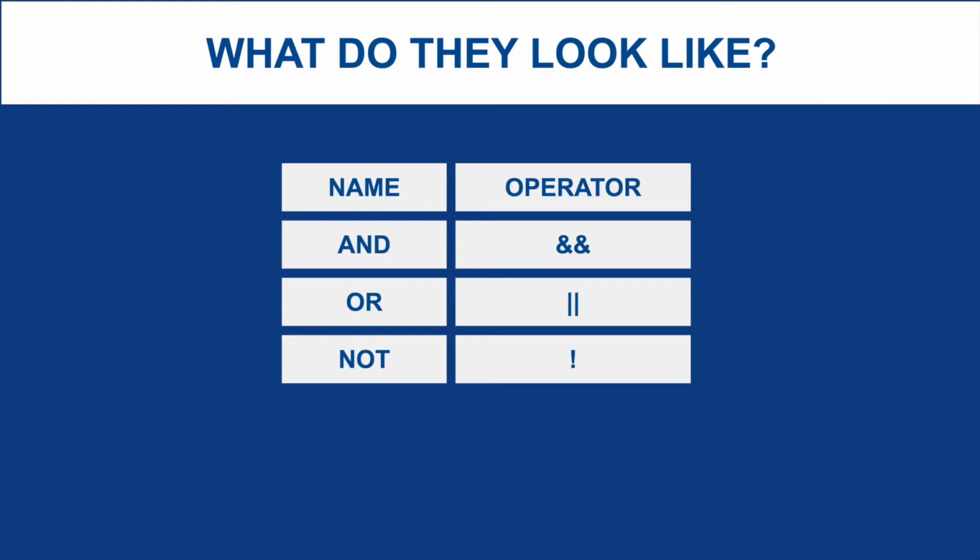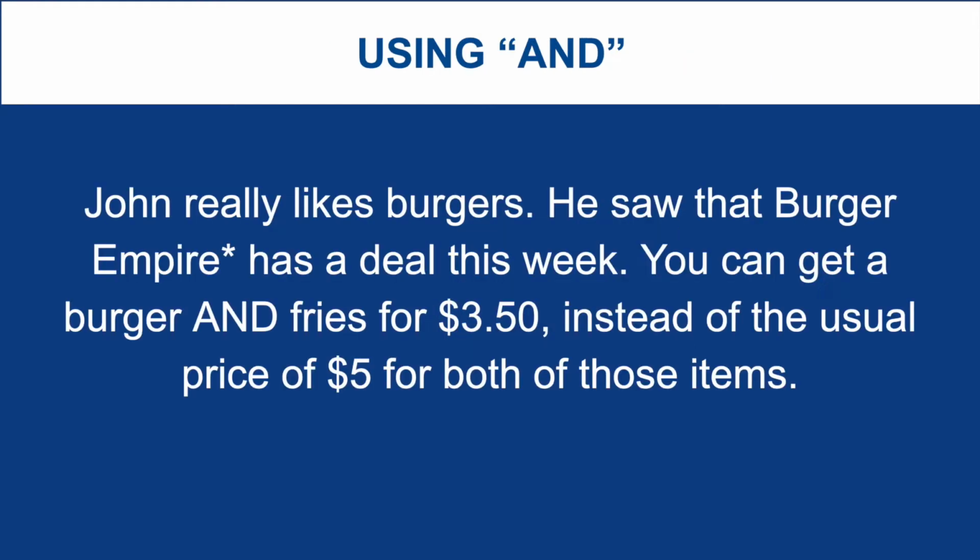But it's great that we know what they look like, but what are these operators actually for? Well, here I'm going to give you a really practical example. The first one that I want to talk about is using and. So just imagine this. John really likes burgers. He saw that Burger Empire has a deal this week. You can get a burger and fries for $3.50 instead of the usual price of $5 for both of those items. I put an asterisk next to Burger Empire because I totally made that up and it is not real. And if it's a real restaurant, then that's just a coincidence.